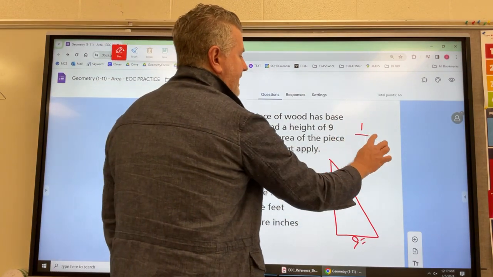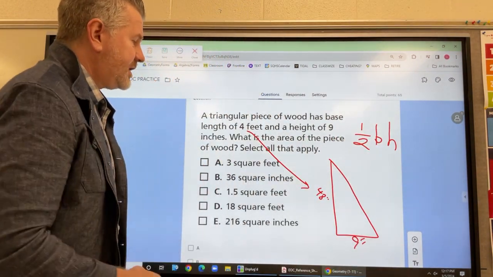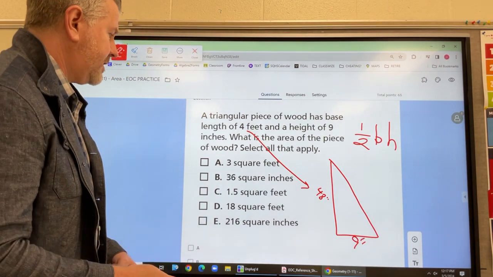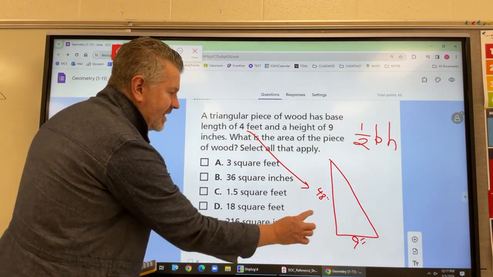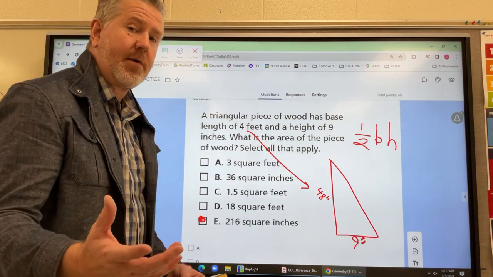So we've got 1/2 base times height. That is the area of a triangle. So we can just do our 48 times 9 very quickly, and we come up with 216. So that is one of our answers because that is in square inches. When you multiply inches by inches, you get square inches.